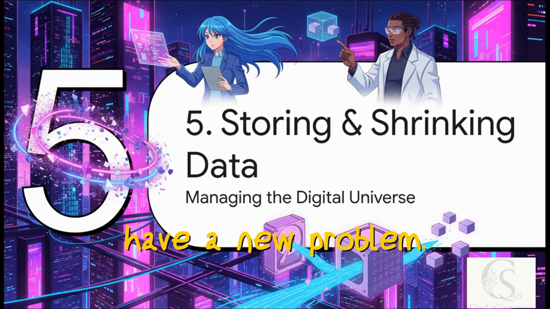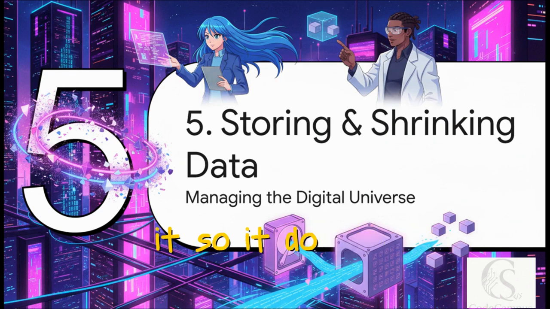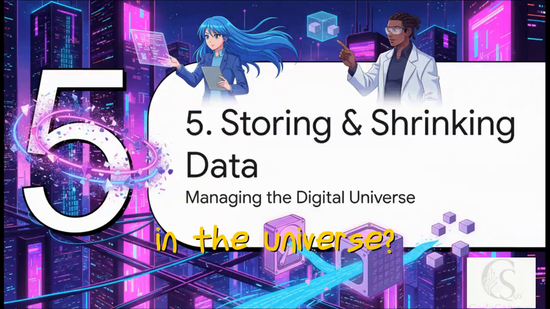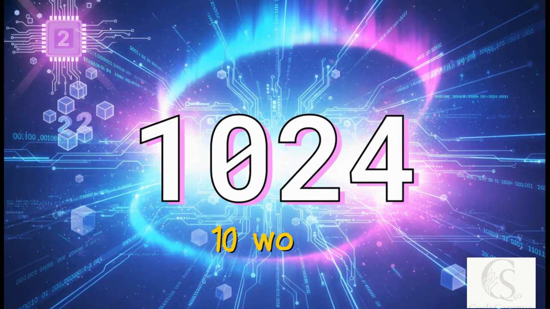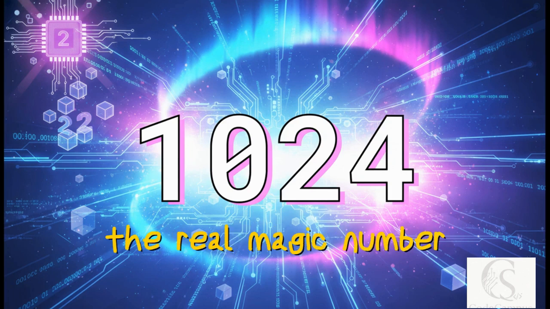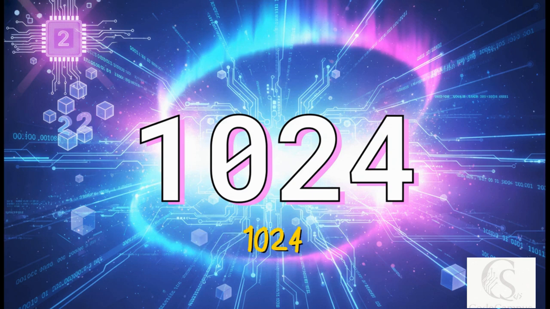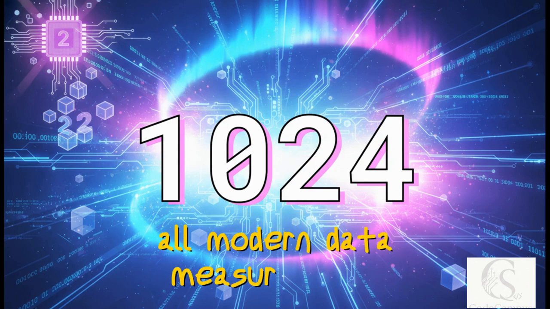So, we figured out how to turn our entire world into ones and zeros. Now we have a new problem. How do we measure all this data? How do we store it? And how do we manage it so it doesn't take up all the space in the universe? You might think that in our base 10 world, the important numbers are 10 or 100 or 1,000. But because computers are built on powers of 2, the real magic number is this one, 1,024. That's 2 to the power of 10, and it is the foundation of all modern data measurement.